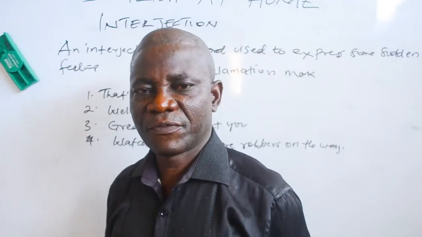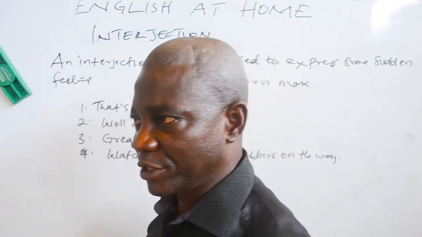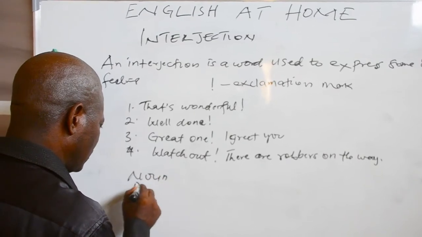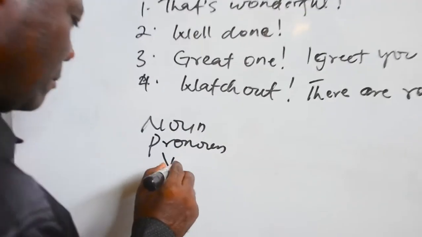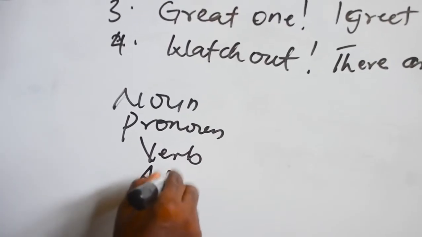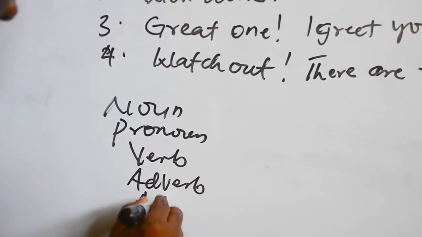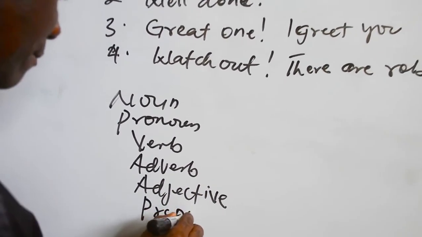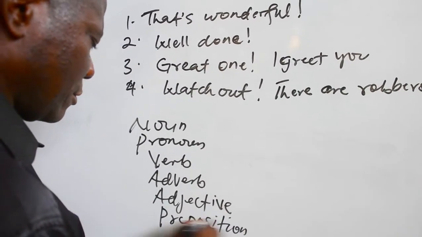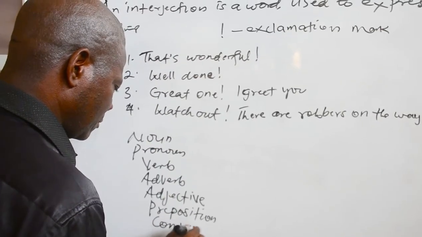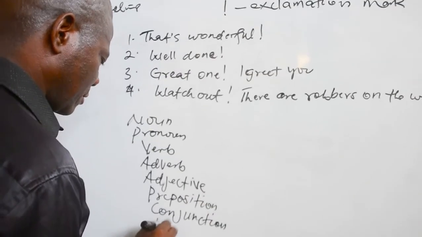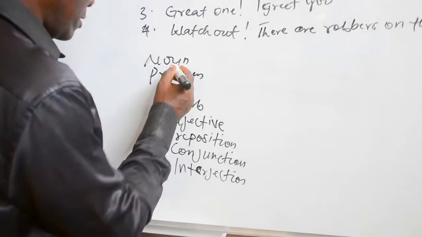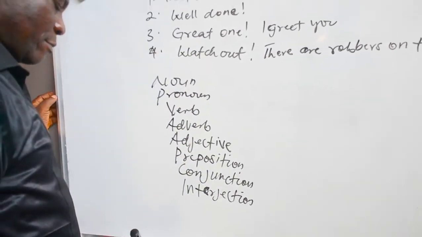All right, you see, I have successfully introduced the eight parts of speech. And we can name them: noun, pronoun, verb, adverb, adjective, preposition, conjunction, and interjection. Let's count. 1, 2, 3, 4, 5, 6, 7, 8. The eight parts of speech.